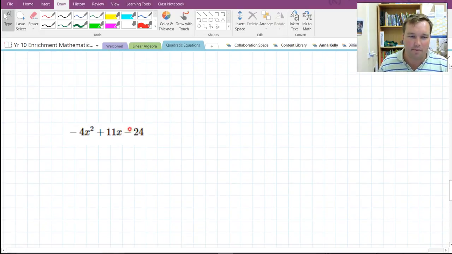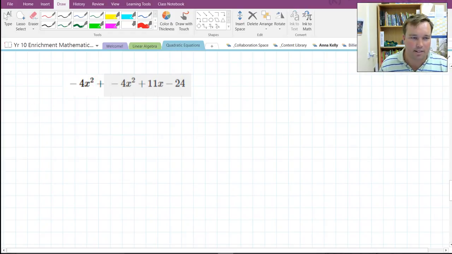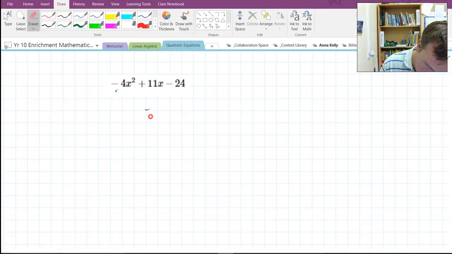And this is what I mean. This will be one where you're like, oh, I'm never completing the square again. This can't be factorized using any other method except for completing the square. So how do we do it? Alright. Let's look at this. Oh, OneNote is freezing a little.